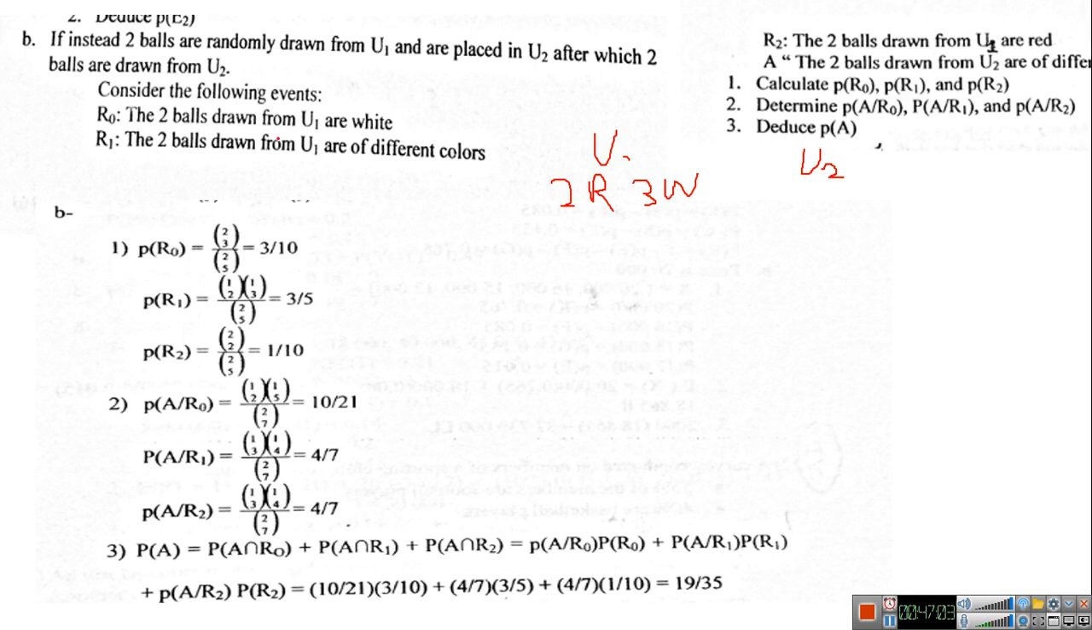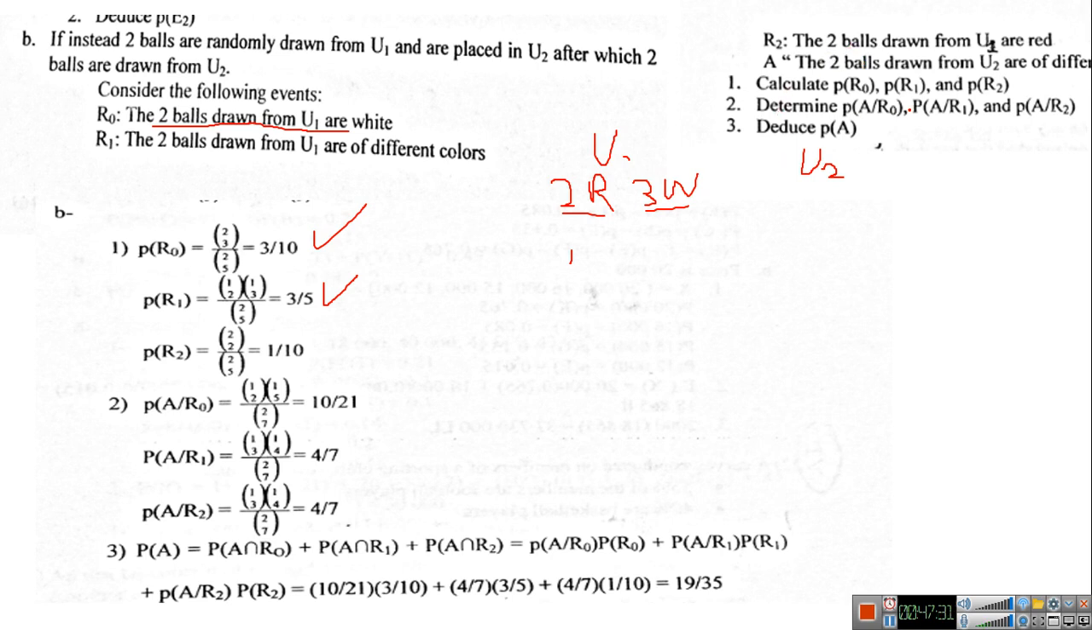R0: the two balls are white. R1: the two balls have different colors. So what is the question? Calculate P of R0. P of R0, what does it mean? The two balls from U1 are white, so 2 out of 3 over 2 out of 5. For the two balls to have different colors, one red and one white, 1 out of 2, 1 out of 3 over 2 out of 5. R2: the two balls of U2 are red.